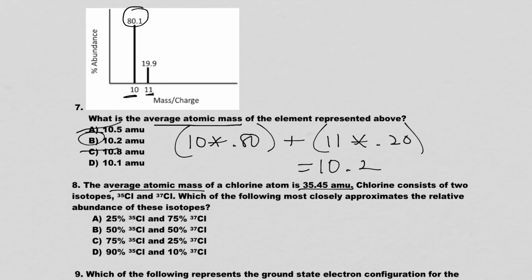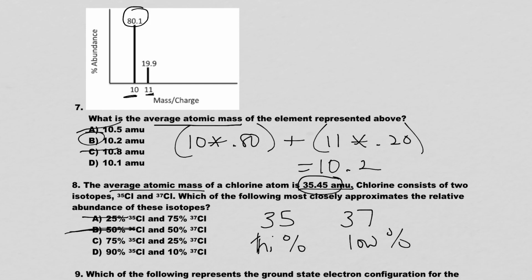Well, we can solve this mathematically, or we can just reason it out. So we have a mass of 35 and a mass of 37. B caught my eye. If they were 50-50, then the average on the periodic table would be exactly in between, which would be 36. So we can tell B can't work, because the average is skewed towards 35, so that means 35 mass has the highest percentage. So this would have a high percentage, and this would have to be a low percentage. It can't be half and half. It can't be A, because the average would be close to 37. So that leaves us with C or D.